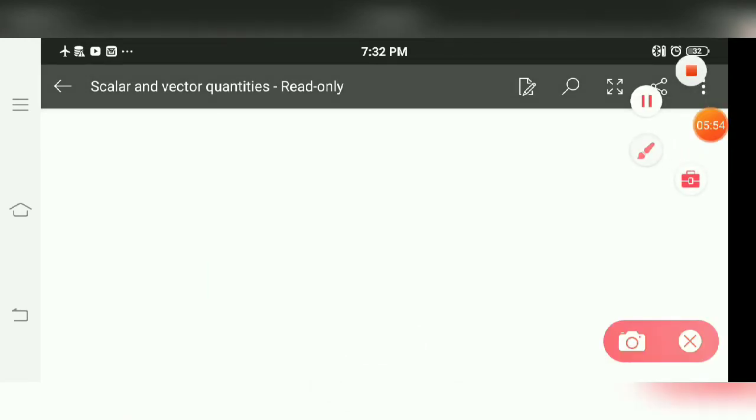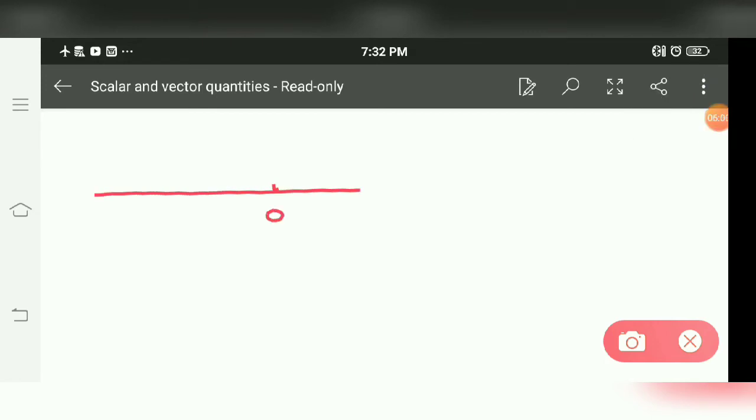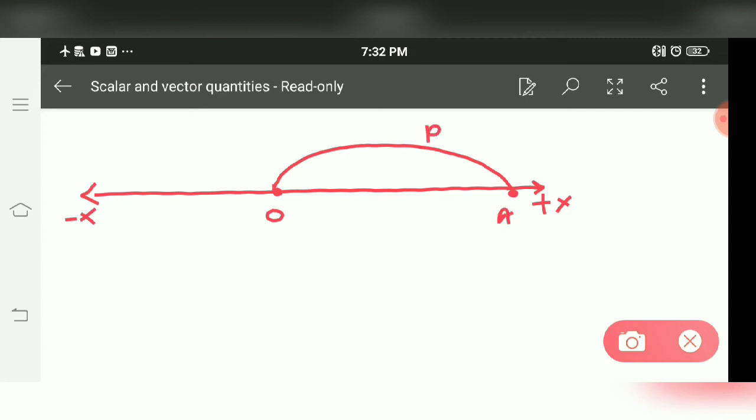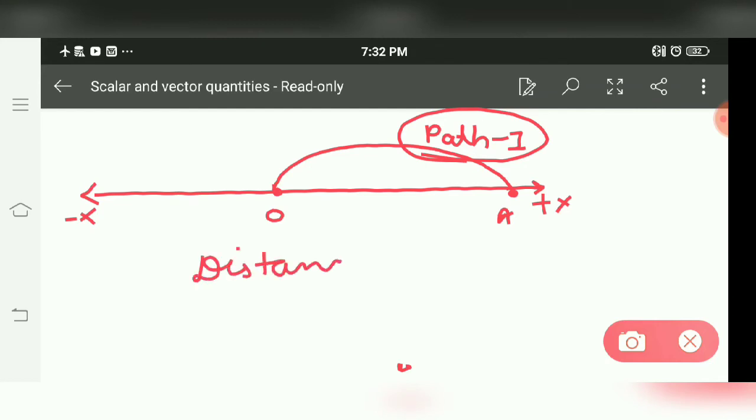Let me explain this with an example. Suppose this is the origin. On this side this is the positive axis, on this side this is the negative axis. Suppose initially the object is at point O, then it moves to point A by path 1. So this path 1 actually describes the distance traveled by the object.